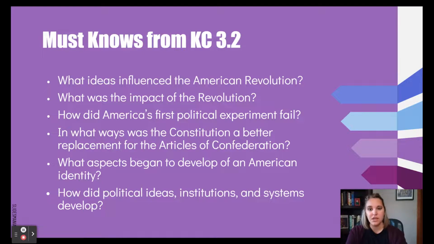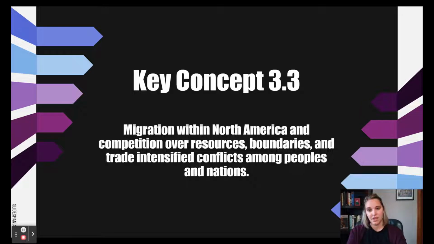So, must-knows from Key Concept 3.2. What ideas influenced the American Revolution, and how did those ideas impact other revolutions? How did America's first political experiment fail, specifically thinking about the Articles of Confederation here? Then you want to be able to compare the Constitution and the Articles of Confederation. What aspects began to develop of an American identity, and how did political ideas, institutions, and systems develop? So really looking at those first two presidents.